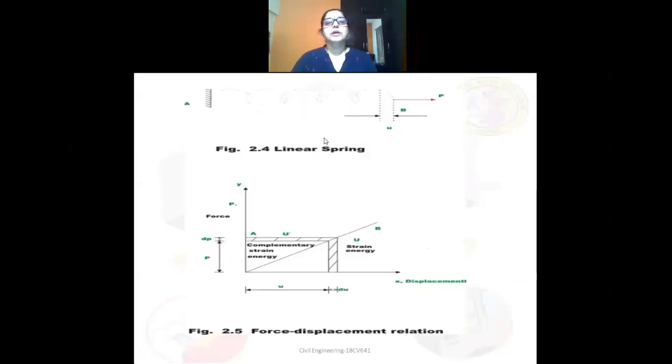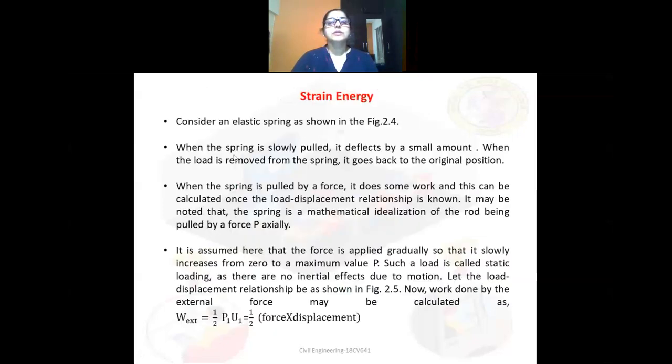So when the spring is slowly pulled, it deflects by a small amount, and when the load is removed, it will come back to its original position, right? But when the spring is pulled by a force, it does some work, and this can be calculated once a load displacement relationship is known. So if an external force is applied on a spring, it does some amount of work, and this can be calculated with the help of a force displacement relationship.